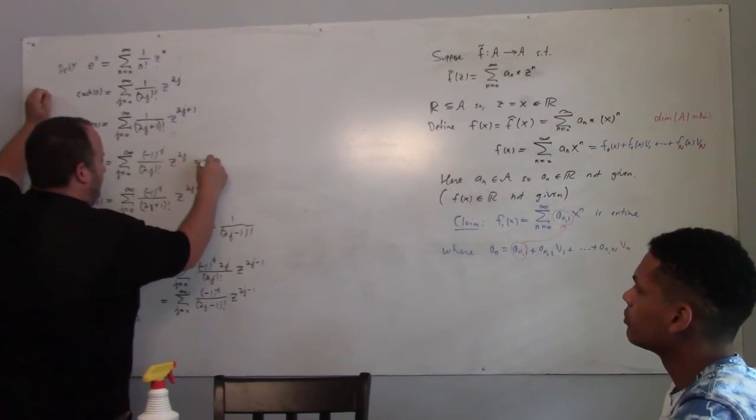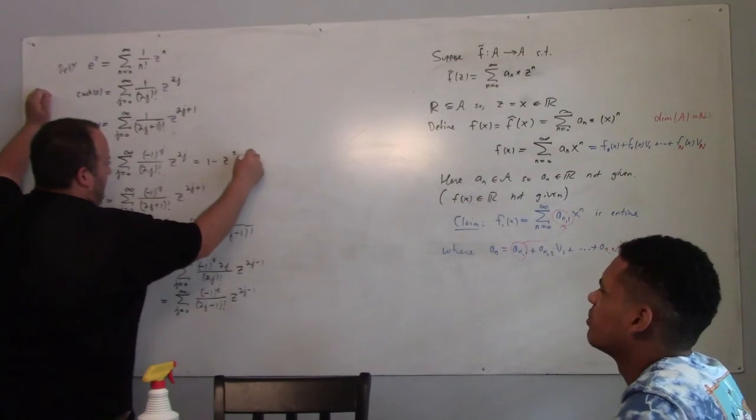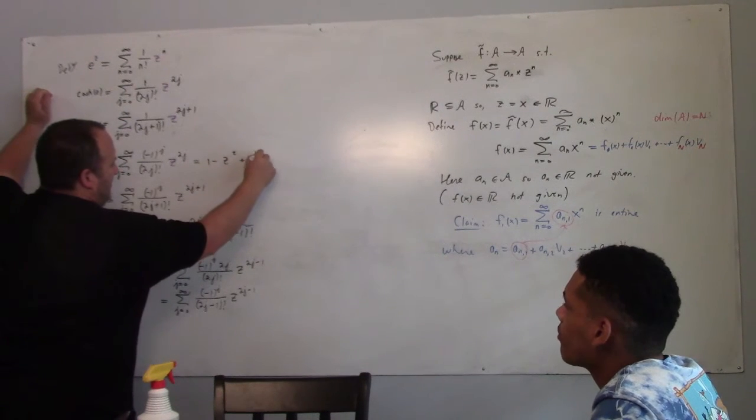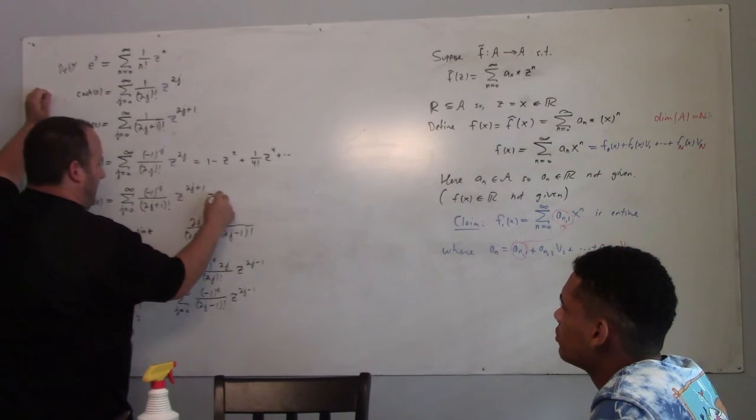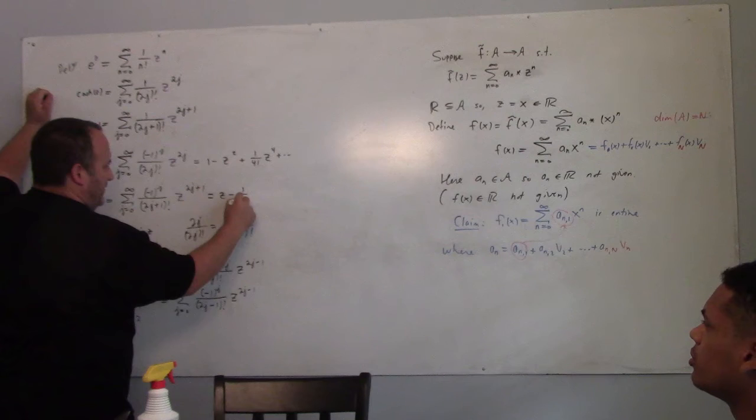You know, this is 1 minus z squared. Oh, we're missing a minus somewhere. Yes, I know. I'm not sure how I'm doing it. That's that series, right? Yeah. This one. If we can find 1 over 3 factorial z cubed.